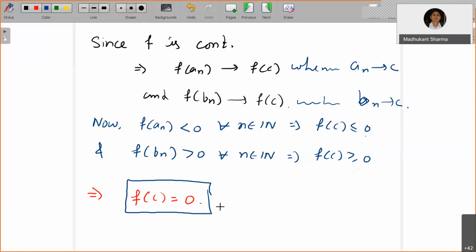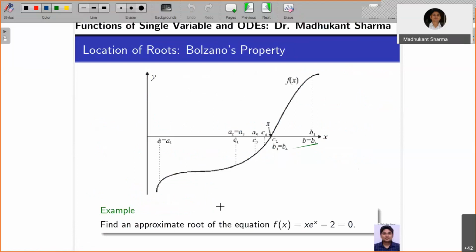Okay, so the bisection method will give you the root of the equation f of x equals 0, and I will explain how you apply the bisection method. Let's take one example that's straightforward from your book. Find an approximate root of the equation x times e to the power x minus 2, that you cannot solve simply analytically. It is not easy to solve this equation.